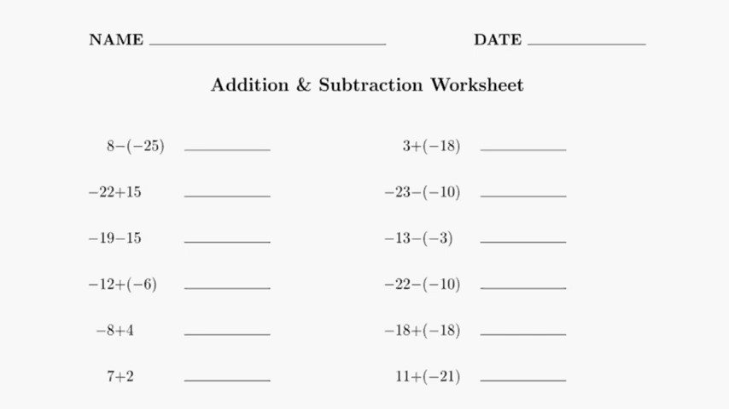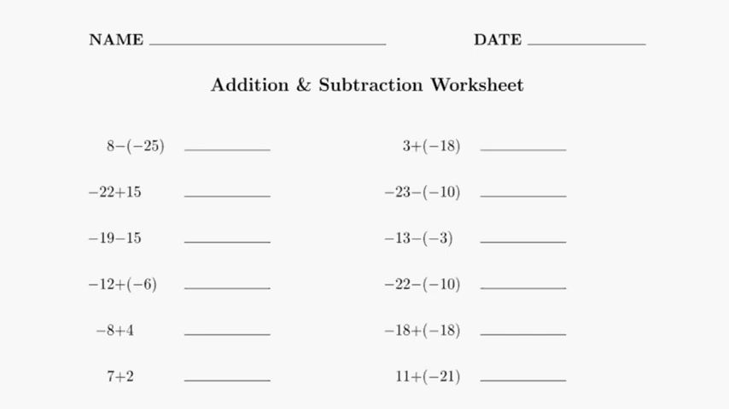So when adding and subtracting integers, you can turn any of them into just simple addition or simple subtraction using your understanding of the number line. You just have to be careful and make sure you understand if your answer is going to be positive or if your answer is going to be negative.